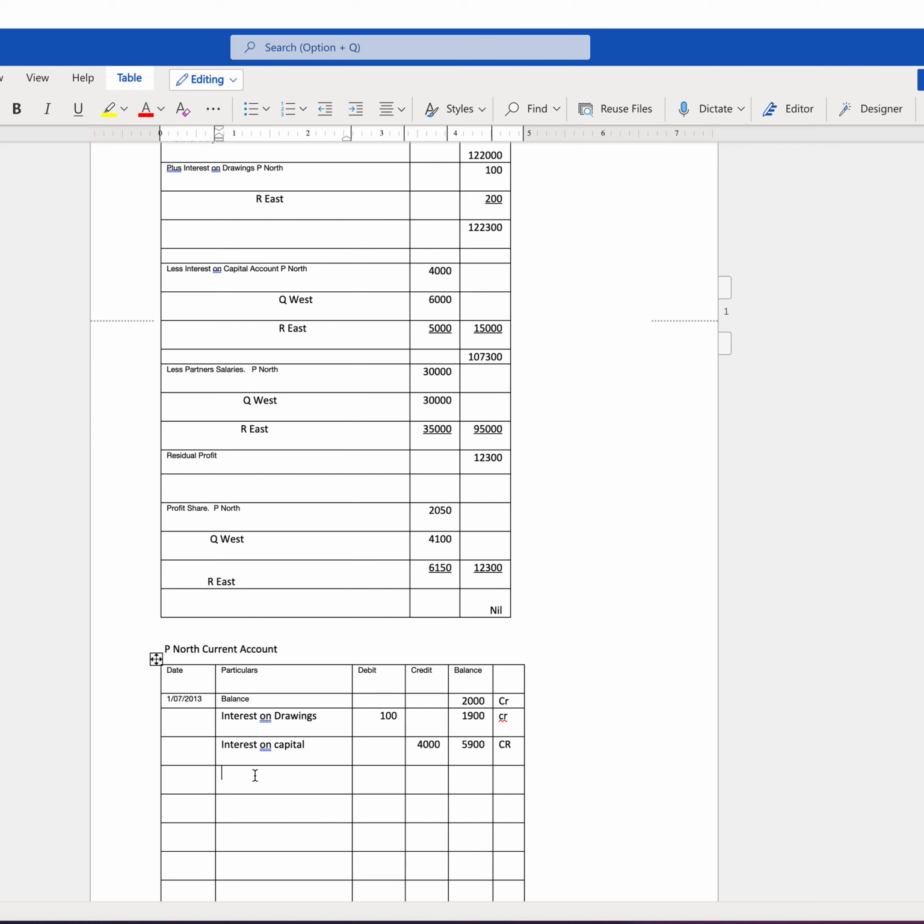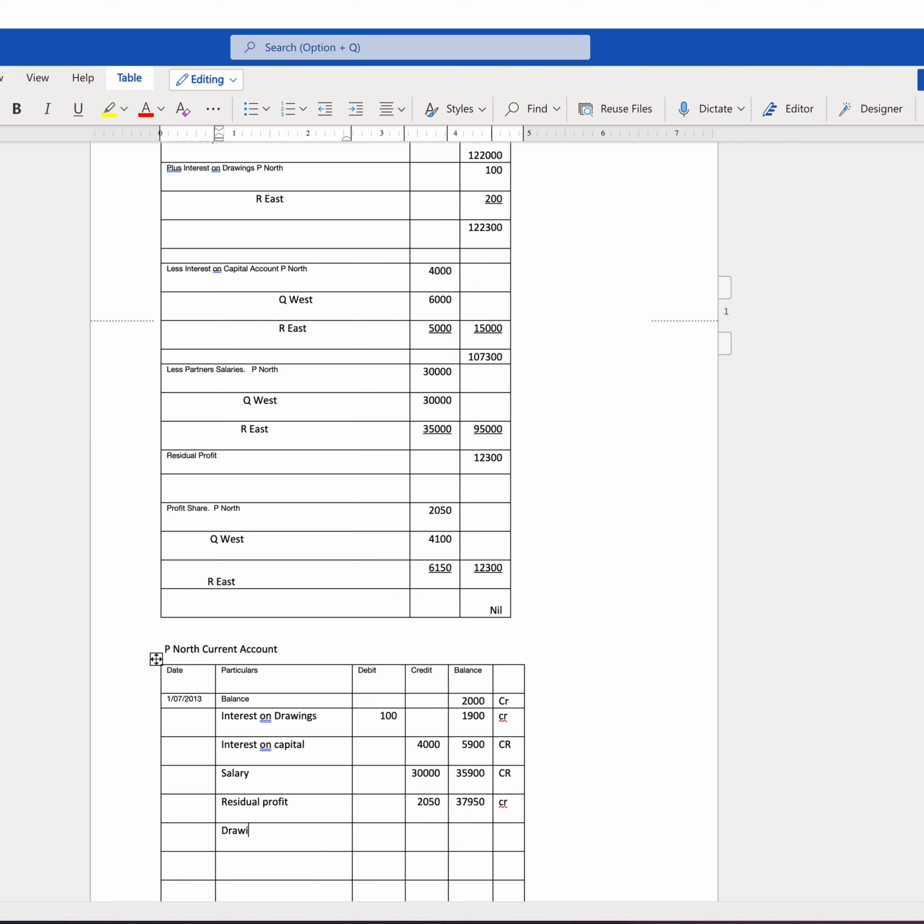Next step, we've got salary, and the salary for P North was 30,000, and so that makes it 35,900 as the balance now. Credit. Then we've got residual profit, and we calculated that in the previous video, so if you want to know how to do that, go back and have a look at that one. So he gets 2,050, so that makes a new balance of 37,950.